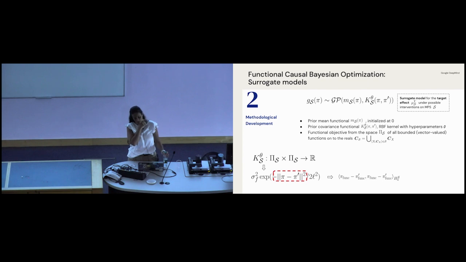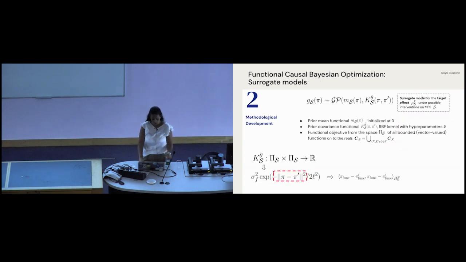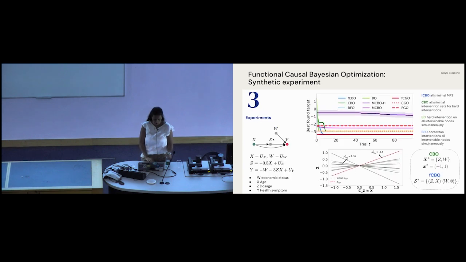The problem here is that this kernel has as input pi and pi prime. These are vectors of functions, so it's a vector-valued function defined on input spaces of different dimensionality. Maybe I can go here: you can have a function on W that depends on Z, and you can have a function on Z that depends on X and W. And you need to model these two as inputs of a GP.